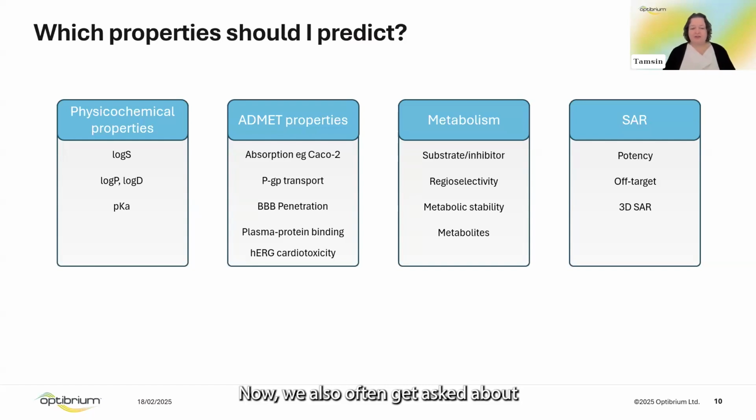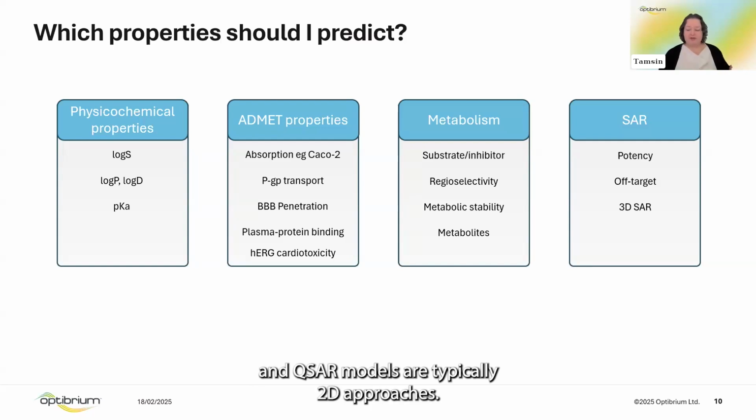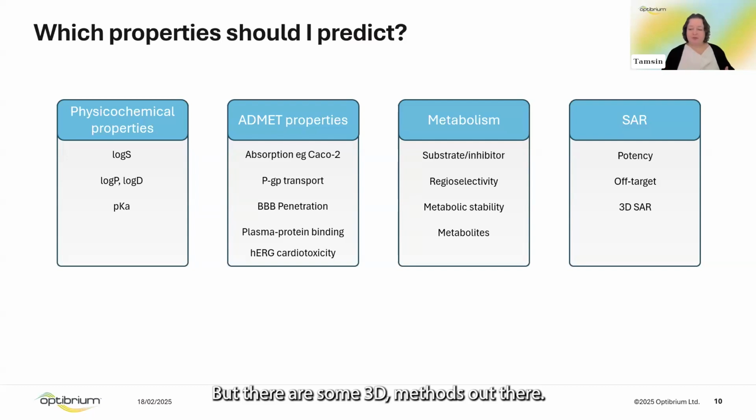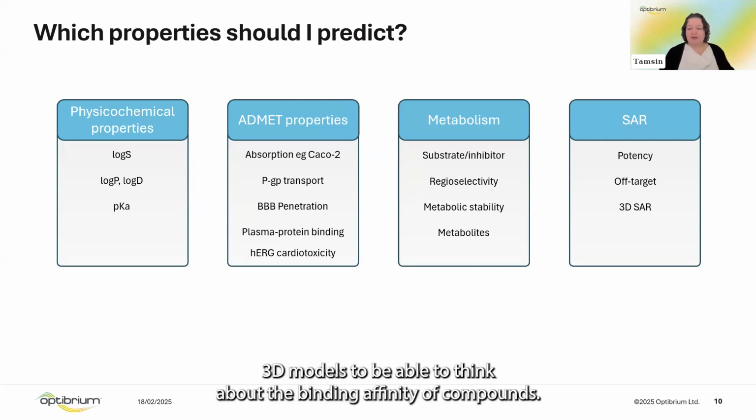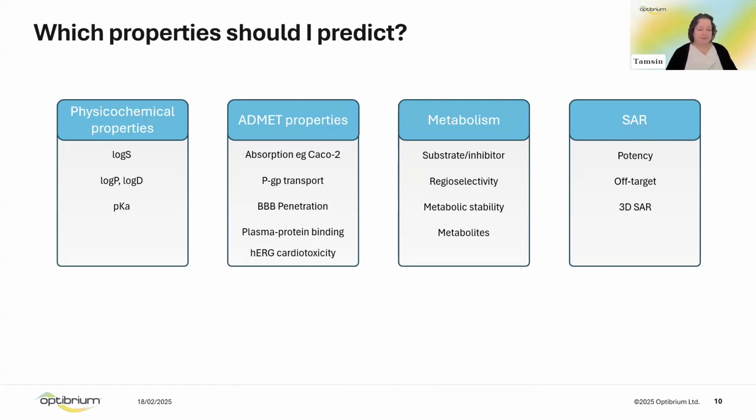Now, we also often get asked about 3D approaches for predicting SAR. QSAR models are typically 2D approaches, but there are some 3D methods out there. One of them would be the Quanza approach in the Biopharmics platform, which is building 3D models to be able to think about the binding affinity of compounds.